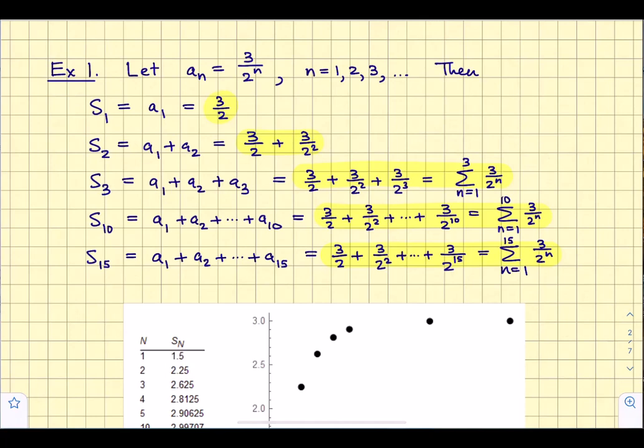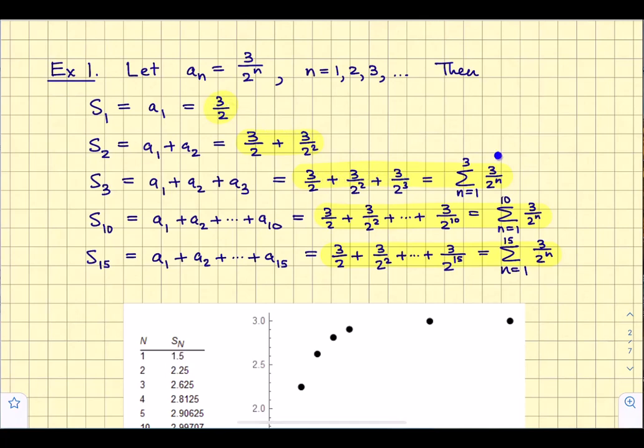S3 would be a1 plus a2 plus a3, which is 3 halves plus 3 over 2 squared plus 3 over 2 cubed. Notice all we're doing is every time we advance, we're just adding one more term to our sequence of sums.